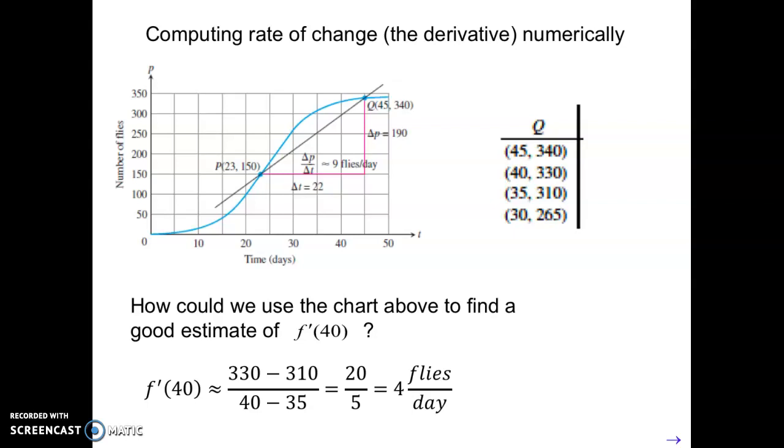So how do we estimate the derivative numerically? We take points close to the point of tangency, usually take a point a little bit above and a little bit below the point of tangency that we're talking about, and then find the slope between those 2 points.